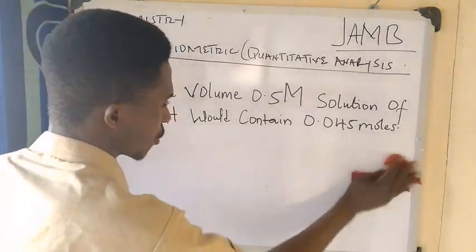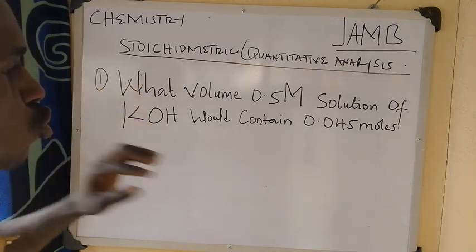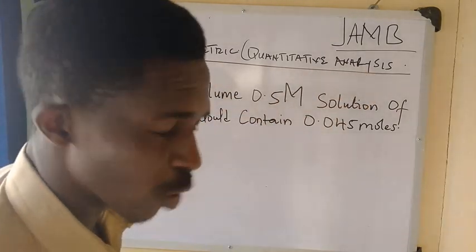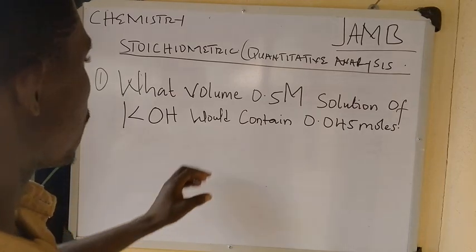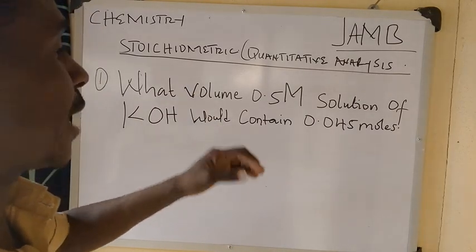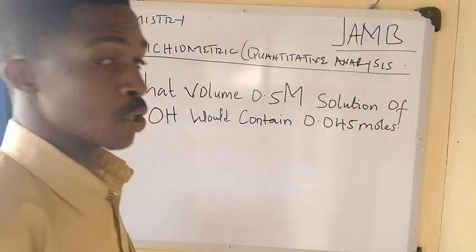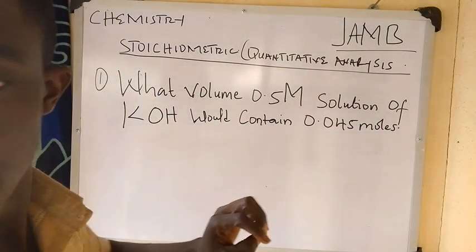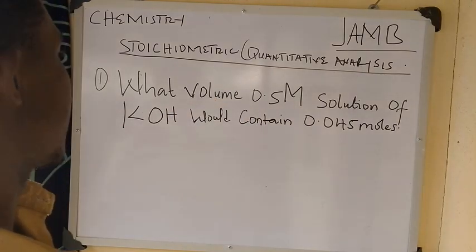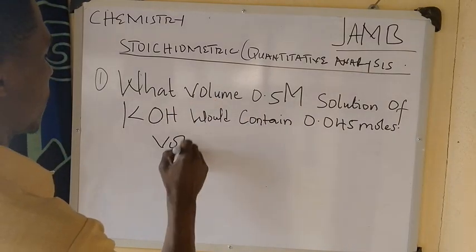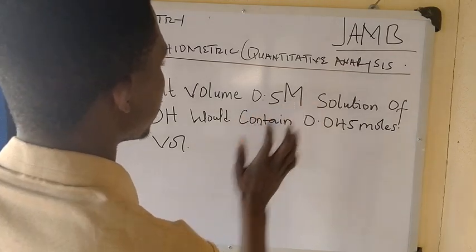So let's look at this question critically. I told you that once a question is given to you, the first thing you need to do is to read the question and understand what it is saying before you bring out the data or parameters found in the question so that you can calculate. If I look at this question critically, they say, what is the volume? That is, they are asking us to calculate volume. What is the volume of 0.5 molar?